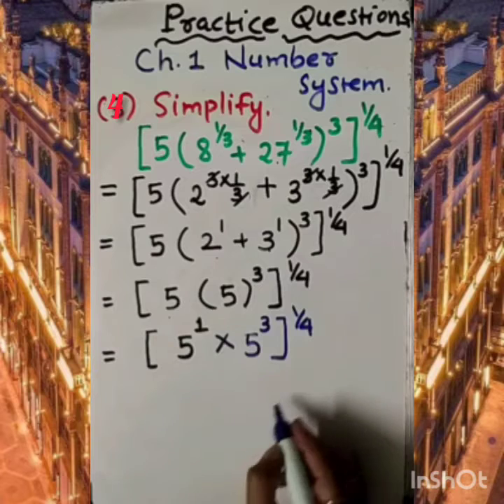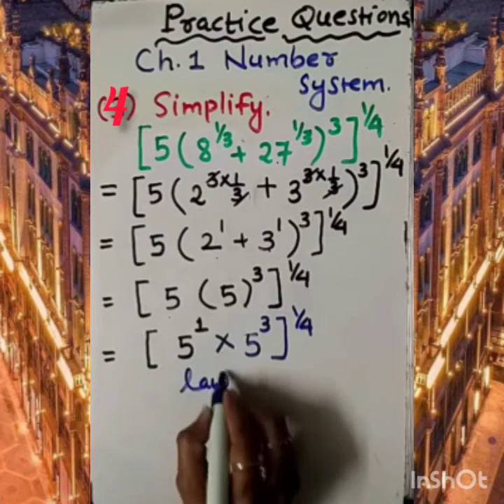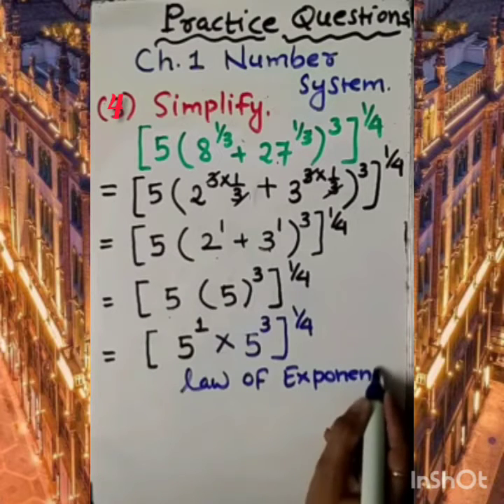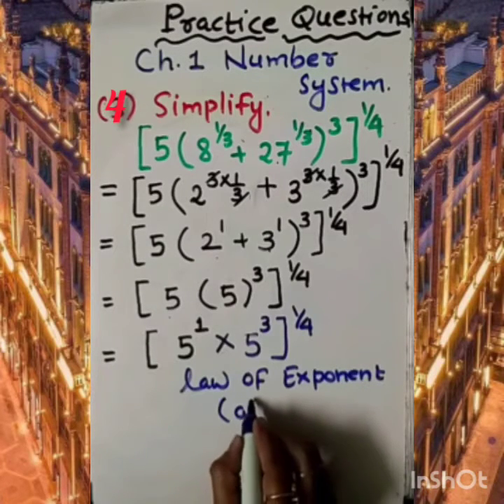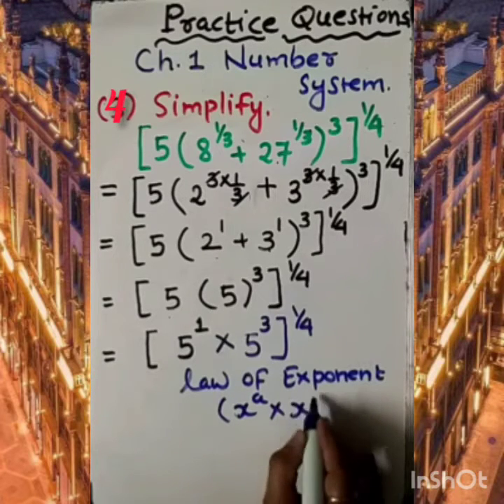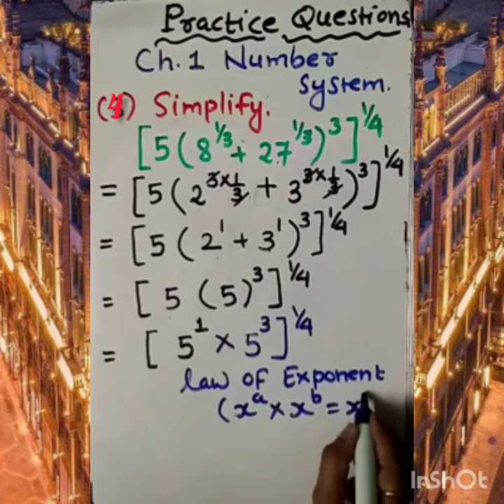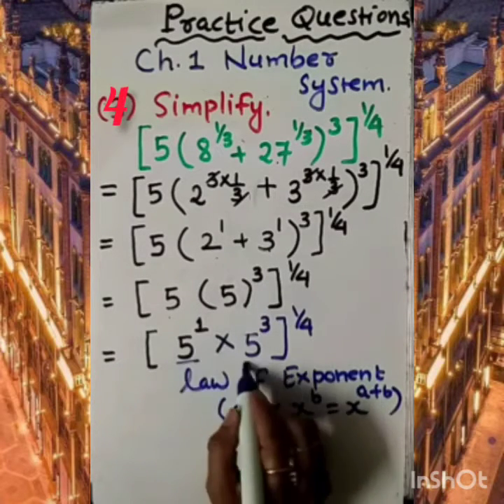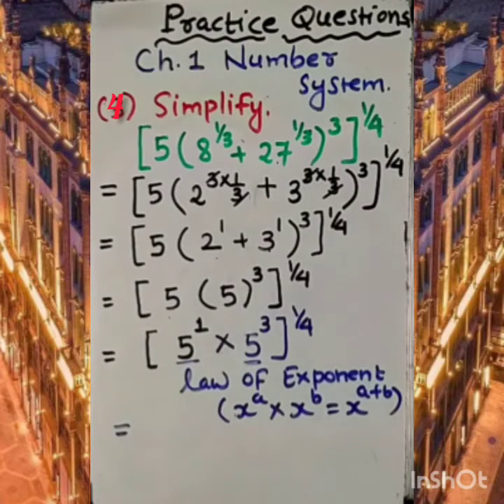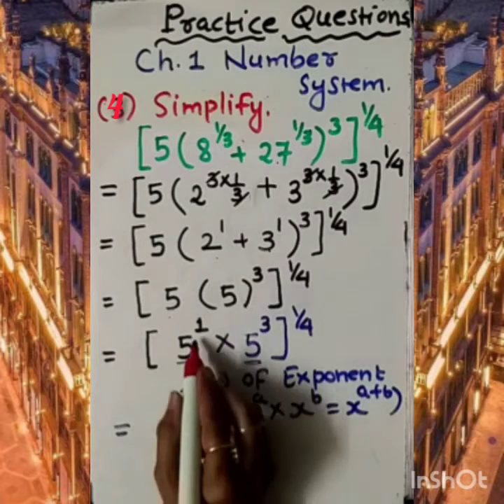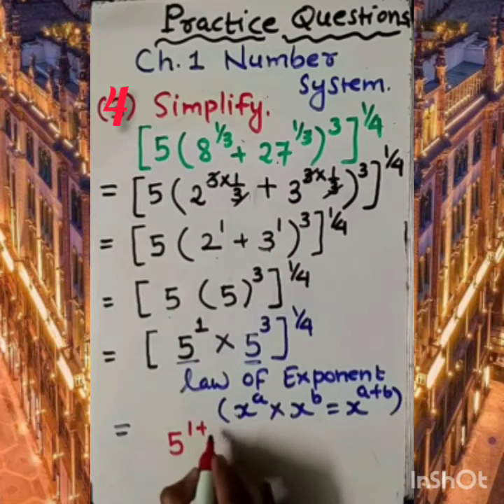Now let's apply the law of exponent. Which law are we using here? The same law: x to the power a into x to the power b is x to the power a plus b. We are applying this because the base 5 is similar, and there is multiplication between them. So we are going to add the powers 1 plus 3.